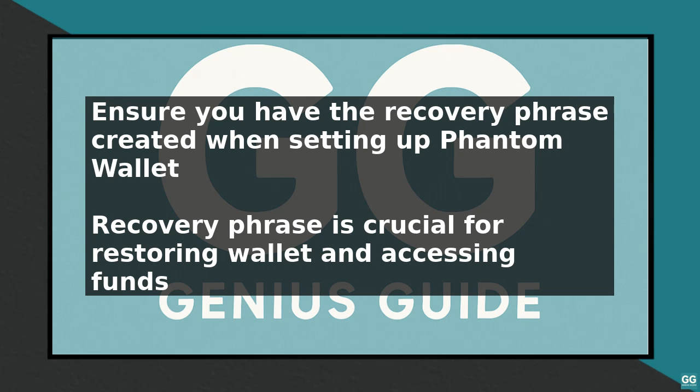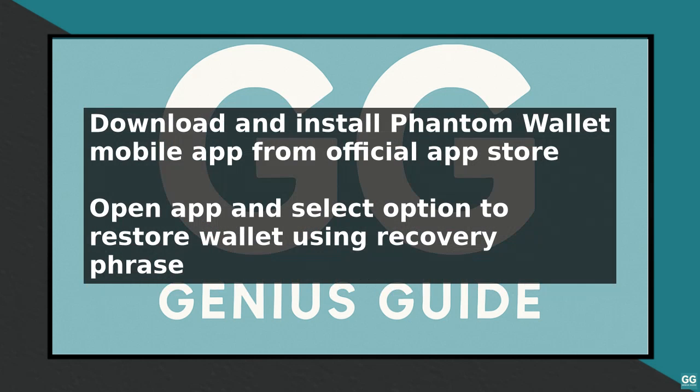If you have the recovery phrase, start by downloading and installing the Phantom Wallet mobile app from the official App Store. Once installed, open the app and select the option to restore a wallet. You will then be prompted to enter your recovery phrase, which is typically a series of 12 words.